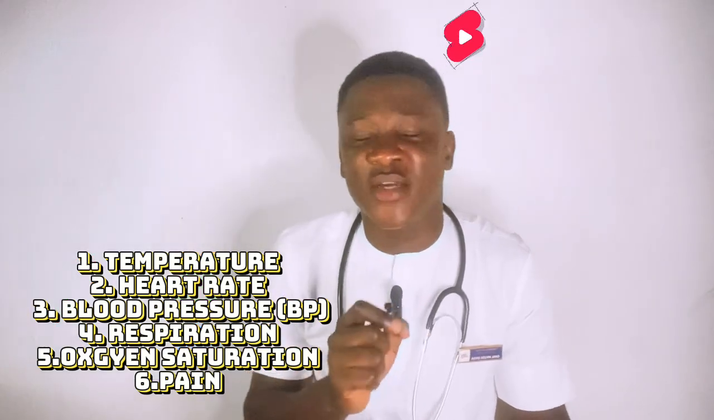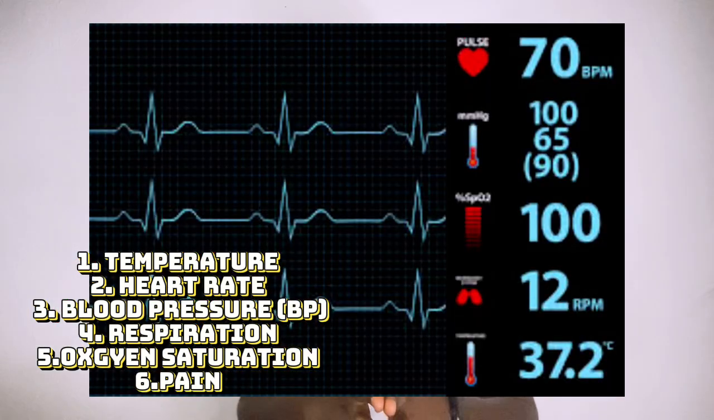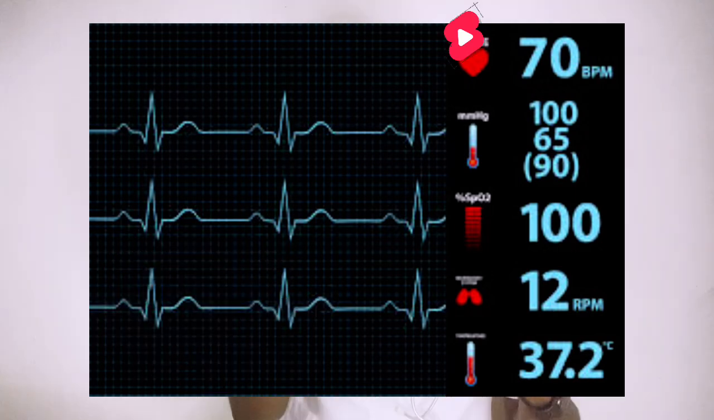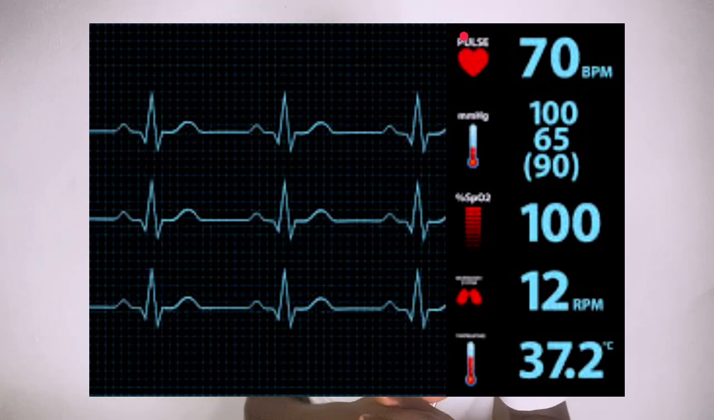But we also have additional vital signs that we don't normally talk about, but which are now very important in the hospital setting. The first one is pain, then we have oxygen saturation. Should a patient be in pain, we need to assess the pain by using the pain scale to know the range, whether the pain is severe, moderate, or mild. That's what we term as pain.